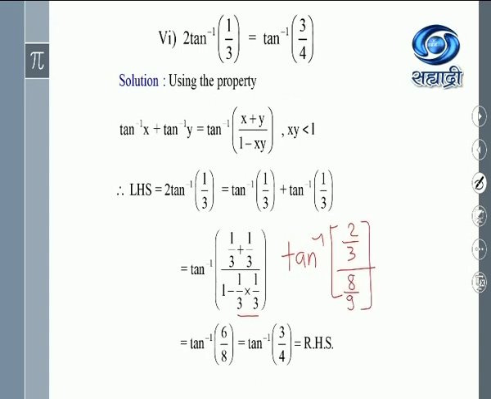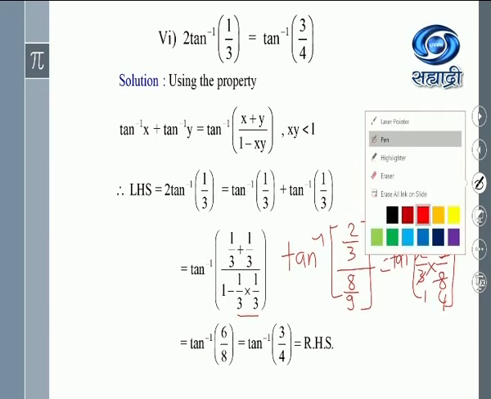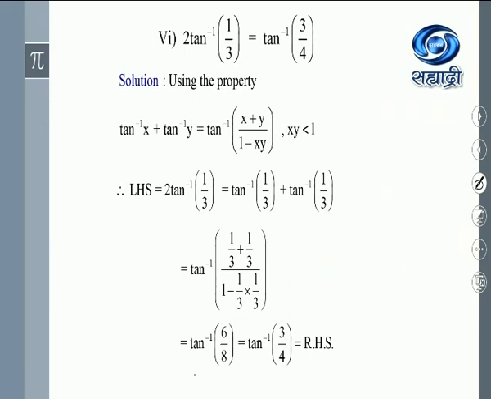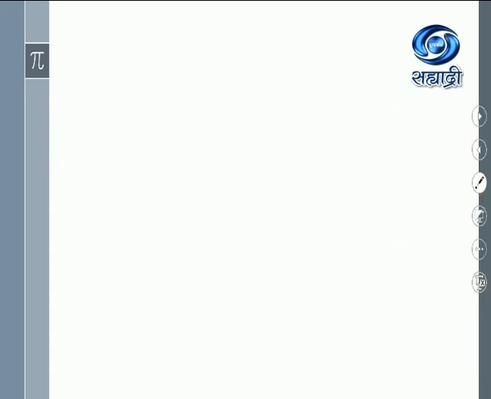Now simplify further. This is equal to tan inverse of 2 by 3 into 9 by 8. So 2 ones are 2, 2 fours are 8, 3 ones are 3, and 3 threes are 9. So we got 3 by 4. The middle steps we have to write, giving us tan inverse of 3 by 4, which is nothing but RHS. Clear? Now the same sum we can try by another method.